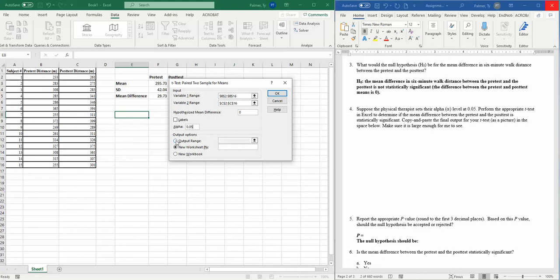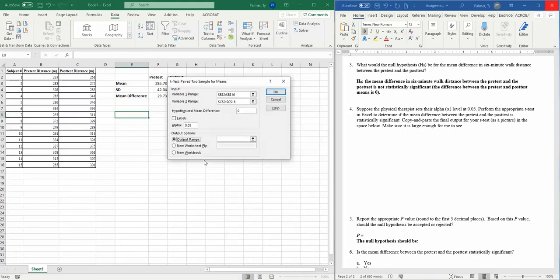For the output range, click on output range to where it's selected, and then click in the box next to it. What we're doing here under output options and for output range is we're going to select the area where our final output for our dependent samples t-test is going to go. Now we can click on any cell, we can put that final output anywhere we want, but typically it's best if we include it far enough away from our data to where it doesn't interfere with the statistics that we've already included or our individual data points here.